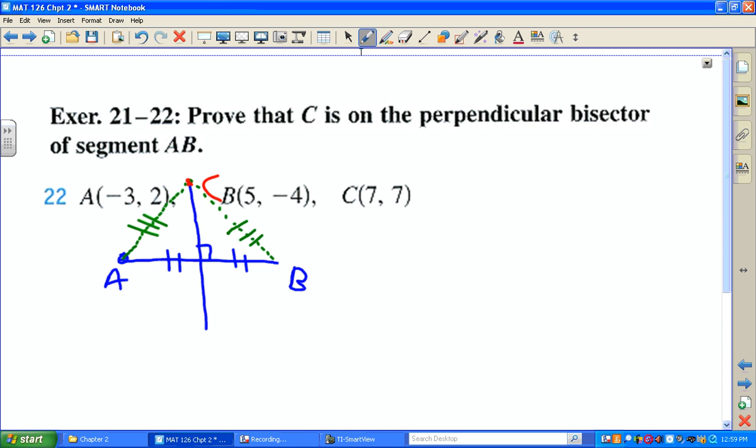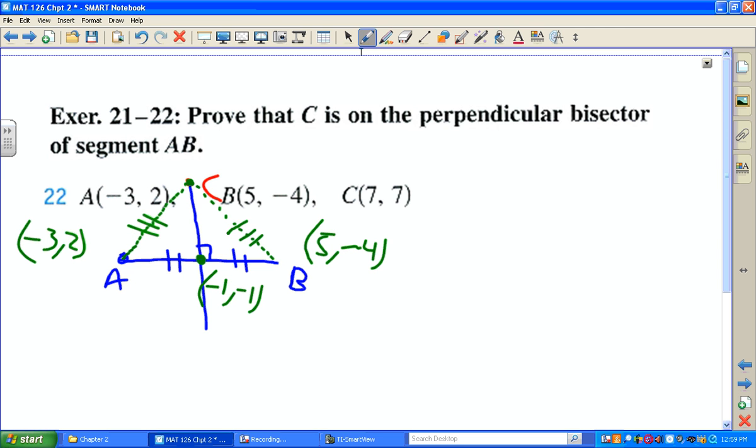Well, I think we got some things to do now. That way, it has to be on the perpendicular bisector. So the midpoint and the segment containing C must form a right angle. What's the midpoint of AB? If this is negative 3, 2, this is 5, negative 4, what's the midpoint? Negative 1, negative 1? Right? That's the midpoint? Okay.